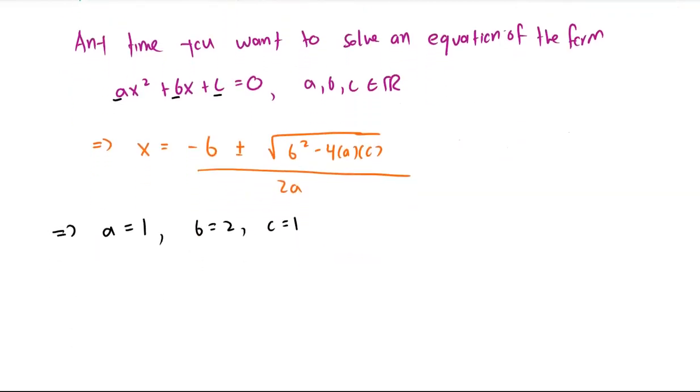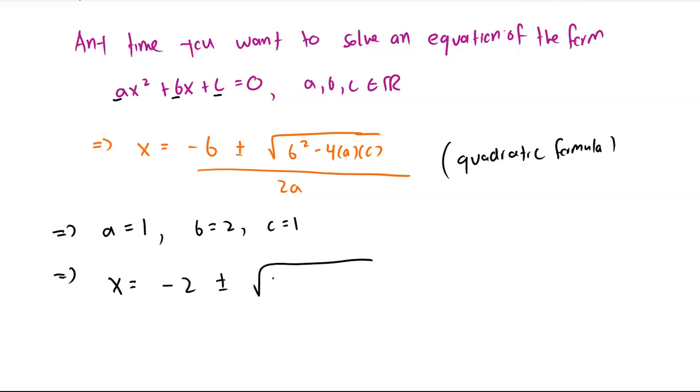Now we plug all of that into the quadratic formula. So we get x equals negative b, so negative 2, plus or minus the square root of 2 squared minus 4 times a, which is 1, times c, which is 1, all over 2 times a, which is 1.